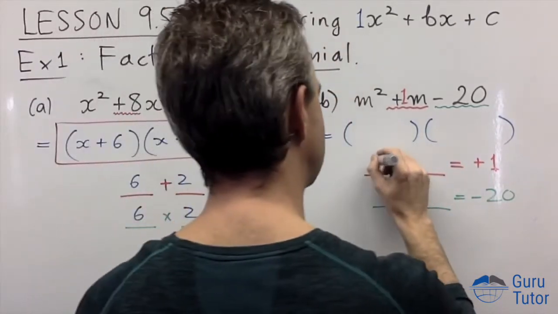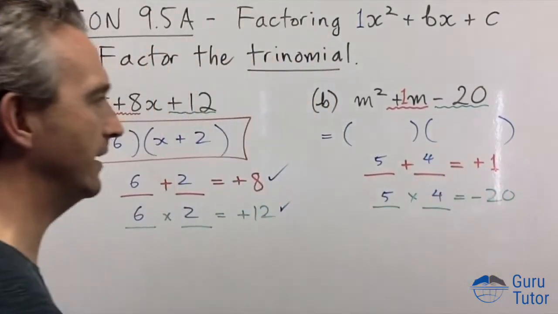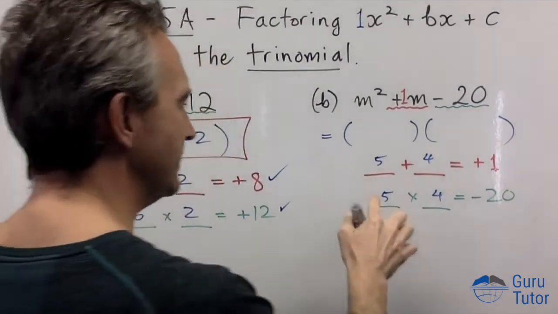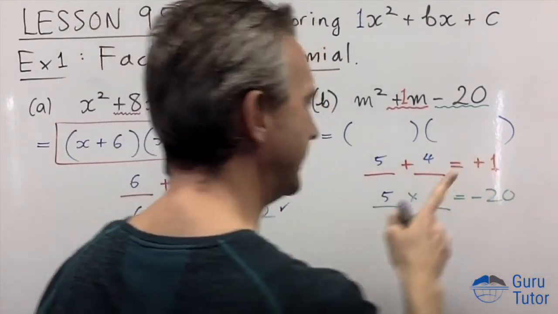5 and 4. Yes. Okay. Let's check these. 5 times 4 is 20. 5 plus 4 is 1? No, that doesn't work, but hang on.